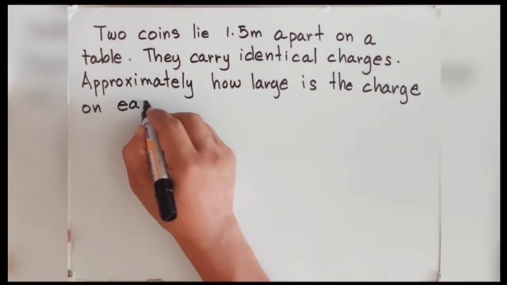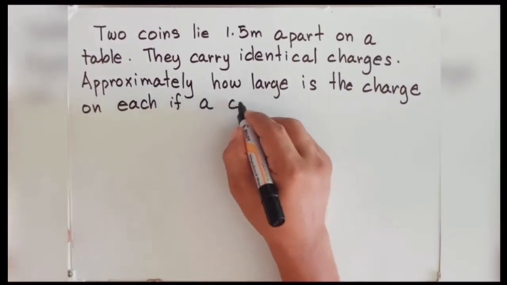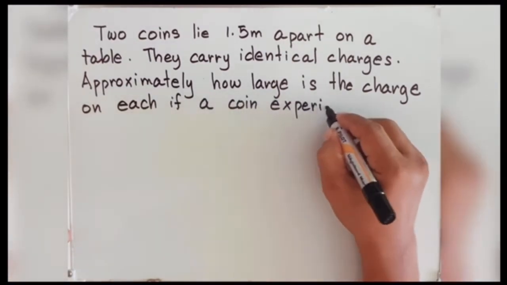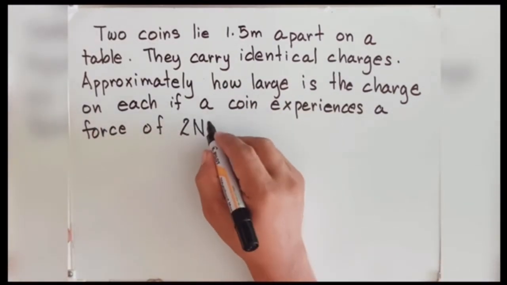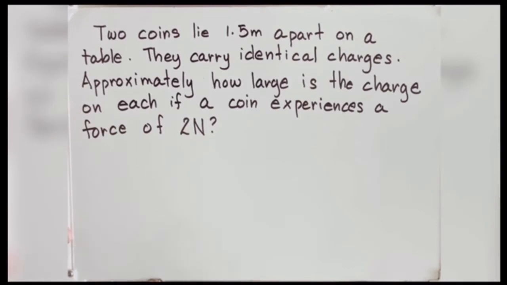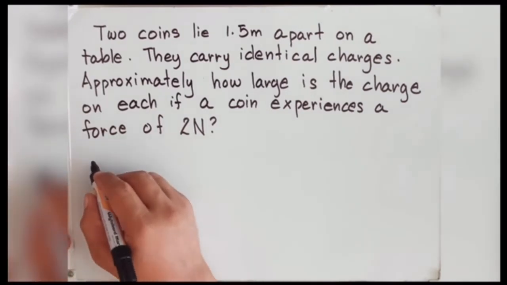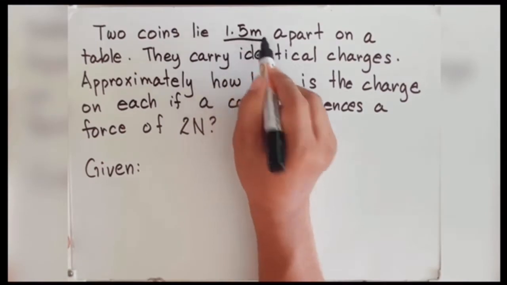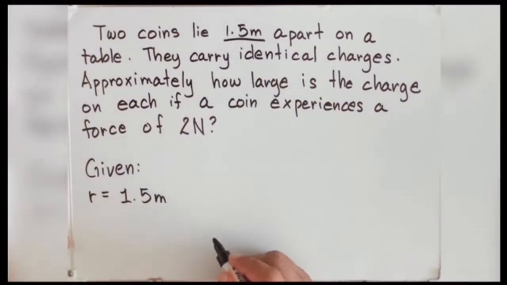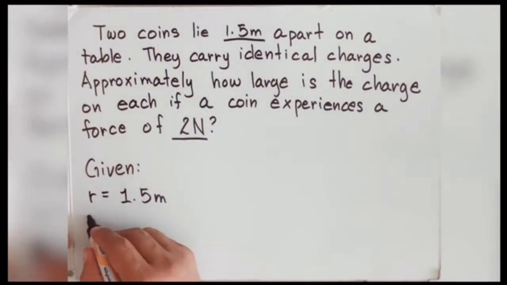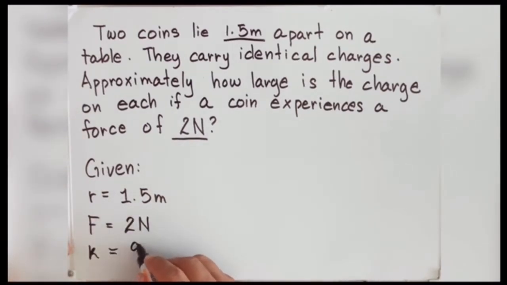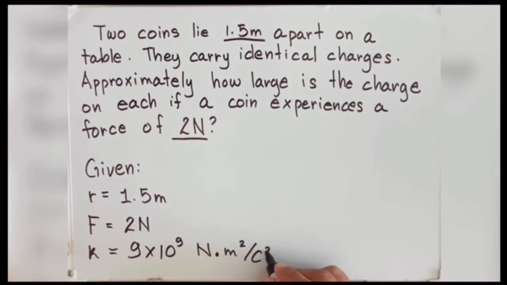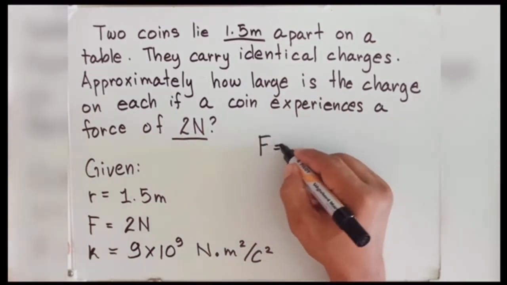So the question is: approximately how large is the charge on each coin if a coin experiences a force of 2 newtons? The variables given are the distance, which is 1.5 meters, the force experienced, which is 2 newtons, and Coulomb's constant, which is 9 times 10 raised to the power of 9 newton meter squared per coulomb squared.